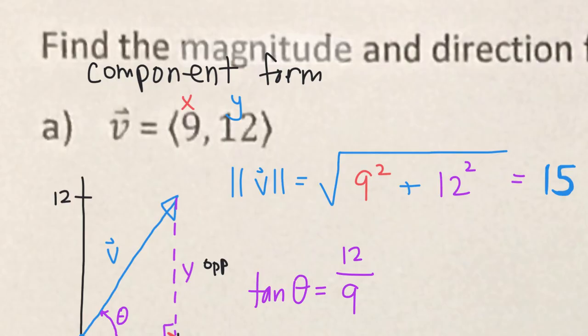And anytime we want to solve for an angle, we take the inverse trig. So the inverse trig, or inverse tan, of 12 over 9. We plug that into your calculator, and you round to 1 decimal. 53.1 is the direction, right? So whenever we say direction, we are assuming that it starts at the positive x and it's going up. Okay, so there we have it in component form.